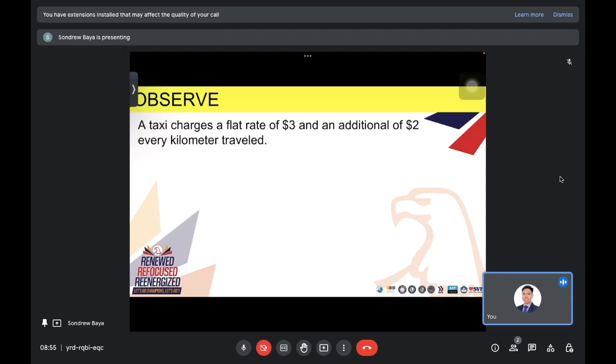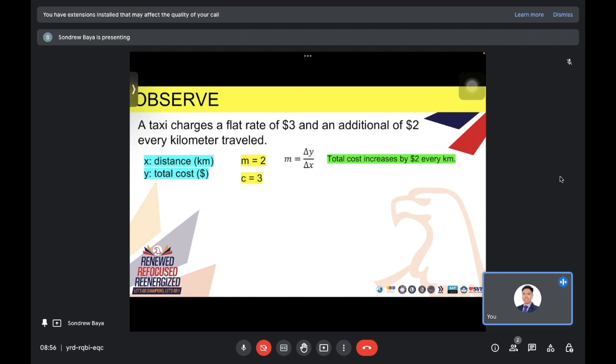So at this point, you should already be aware of how to analyze the situation. Here we can see that our independent quantity is distance in kilometers, and after knowing distance, we can find our dependent quantity, which is the total cost in dollars. Here we could also see that the rate of change every kilometer traveled would be 2. It means that the total cost increases by $2 every kilometer.